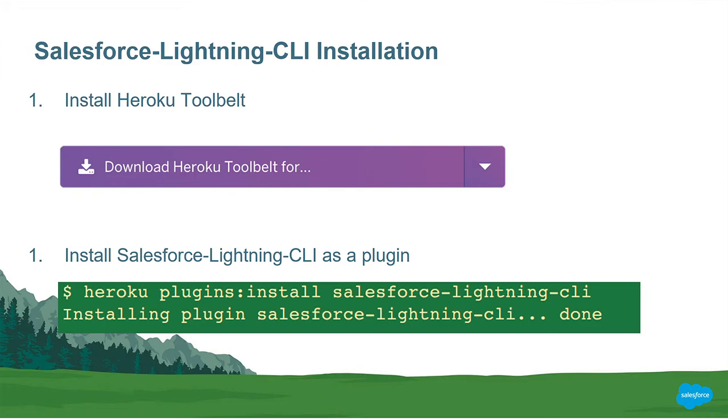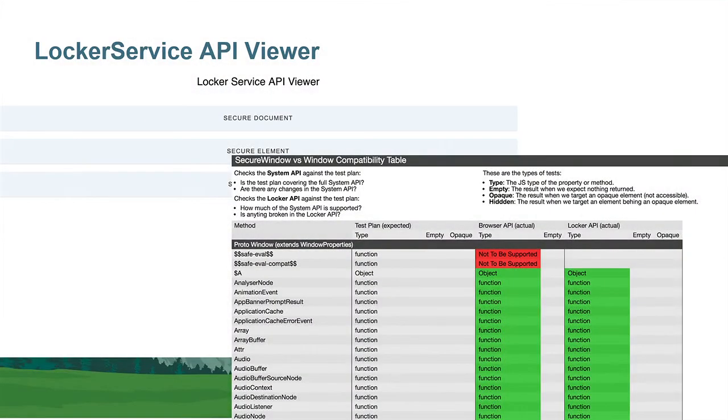The second thing that we have is the LockerService API viewer. So this is a list of all the browser APIs that are whitelisted to be okay to be used within LockerService. As you can see on this screen, the red one is safe eval, and that will never be supported. So green is basically you're okay to use them, red means they're never supported, and there might be some which are yellow in color, which means there's plan for support for them, they're just not supported today, and they will be in the next couple of releases.